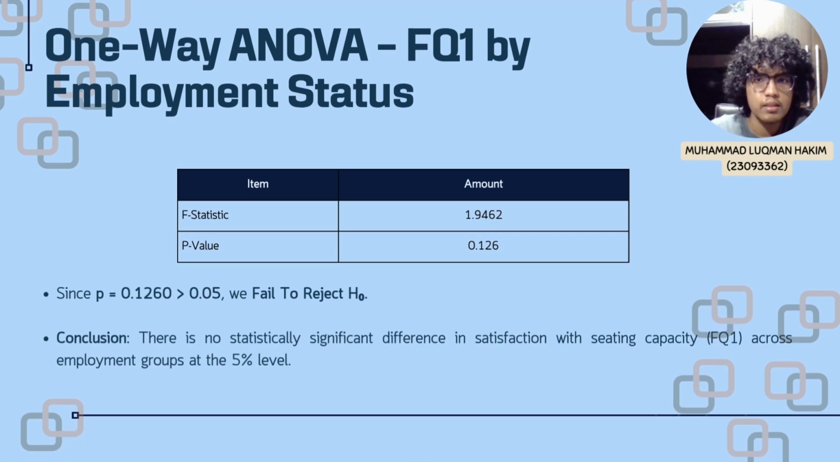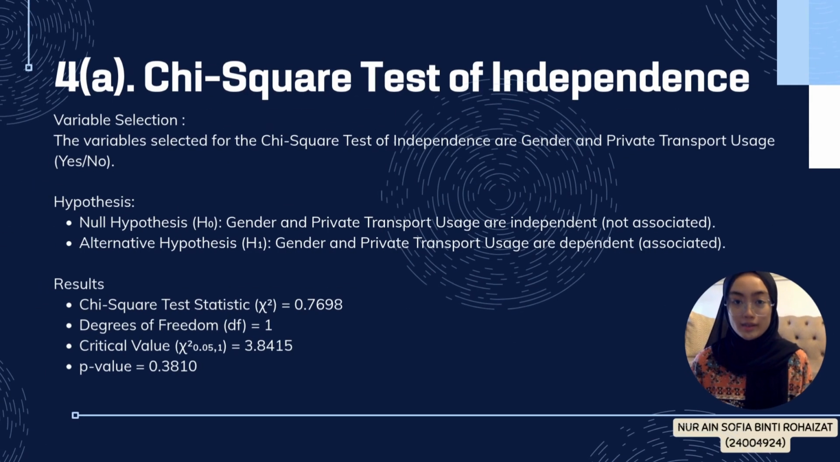After doing the calculation, the results of the one-way ANOVA test are: F statistic was 1.9462 with a P value of 0.126. Since the P value 0.126 is more than 0.05 or 5%, we fail to reject the null hypothesis. This means there is no statistically significant difference in seating satisfaction or FQ1 across employment groups at the 5% significance level.